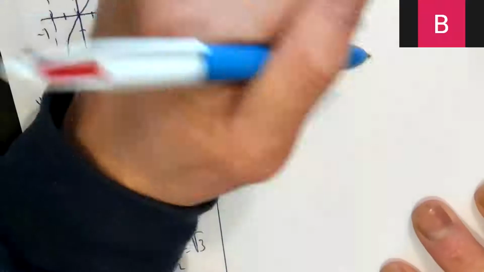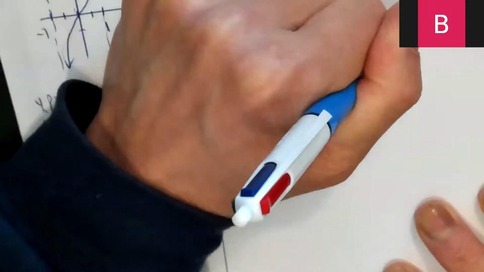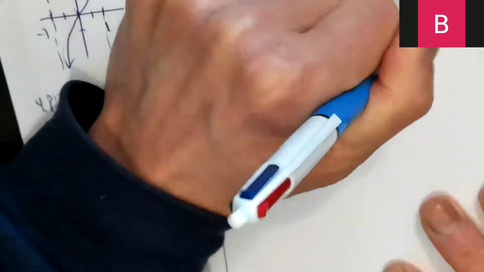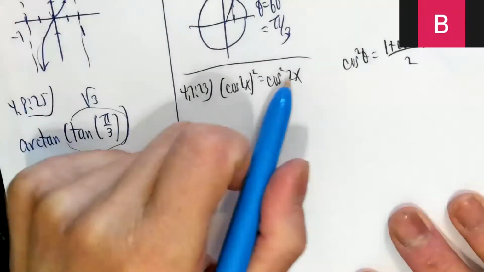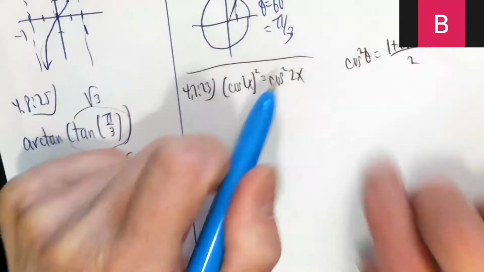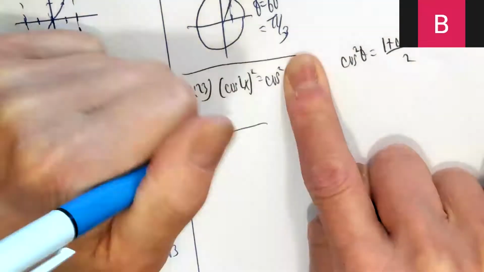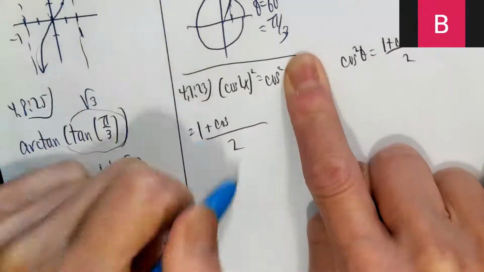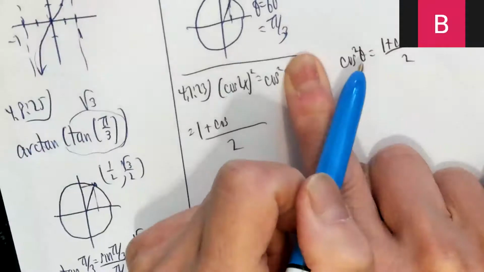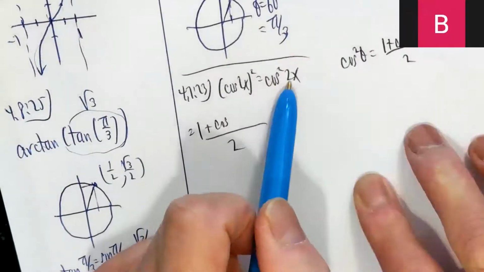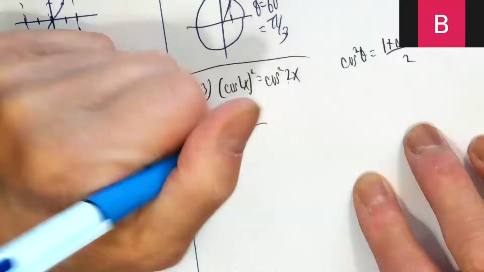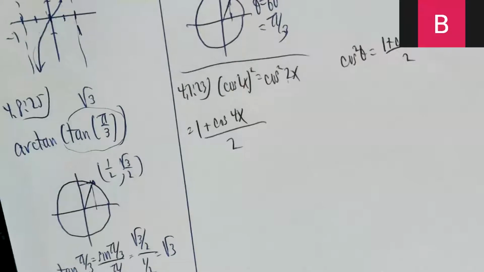Okay, so the formula I'm using is cosine squared of theta is 1 plus cosine 2 theta over 2. So if I go from here to here, I double the angle. Okay. So 1 plus cosine, double the angle behind my finger, over 2, right? To go from here to here, you double the angle. So how do I double 2x? 4x. And there we go. That's basically all you have to do for that one.